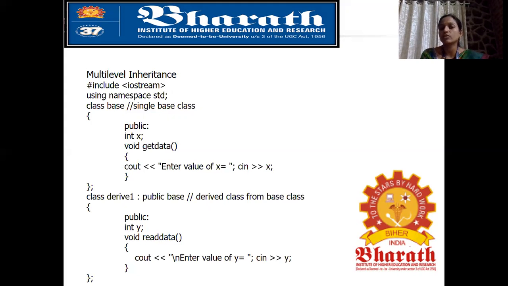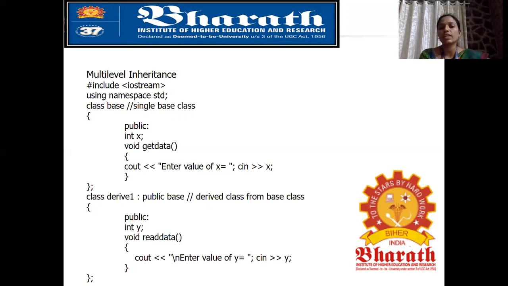So here we have used one variable and one method. Here there is no constructor, because for a constructor the class name and the function name should be the same, and here they are different. So it is not a constructor. We have used getdata: cout enter value of x, cin x. Then we have to close the class by using a semicolon.